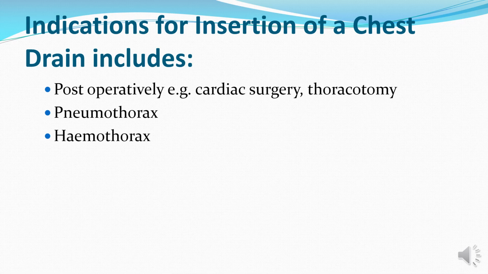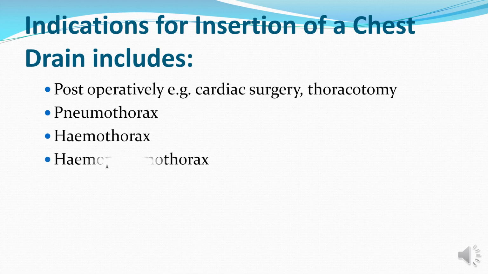The third indication is hemothorax. Hemothorax is the presence of blood. There should be no blood around the thoracic cavity or around the lungs. So whenever you have blood there, you should drain it. One reason why you should insert a chest drain or underwater seal drainage is to remove blood which should not be there.